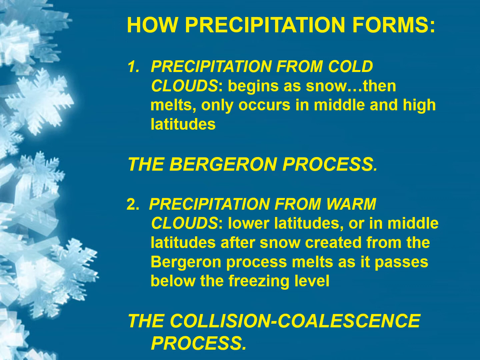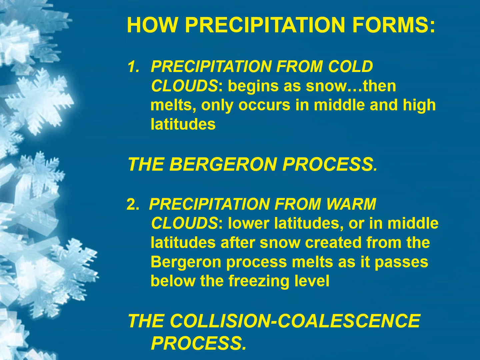So this is precipitation coming from cold clouds. Okay, so this precipitation begins as snow and then melts on the way down, only occurring in the middle and high latitudes. Well, we are in the middle latitudes here, in Pembroke, Southern Pines, Fayetteville, wherever. Okay, so most of our precipitation, rain, actually begins as snow, but boy, it's not snow when it hits us. That's the Bergeron process. And then there's the collision coalescence process, which is precipitation from warm clouds.